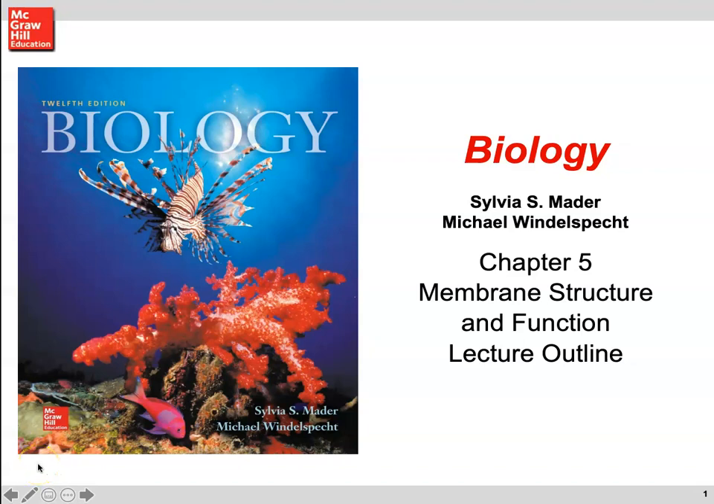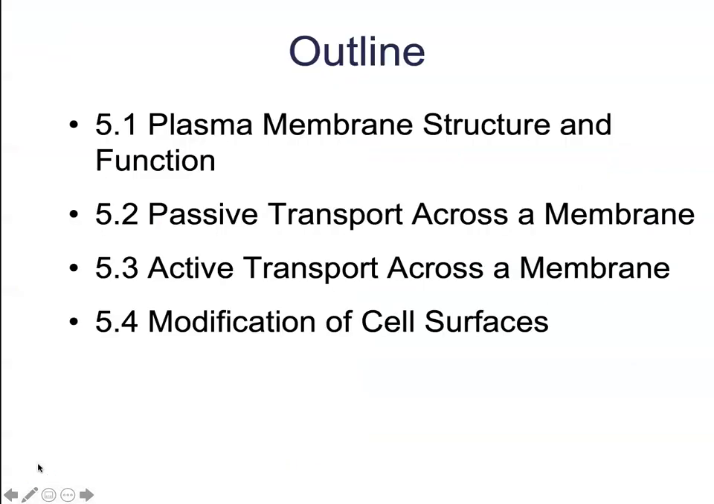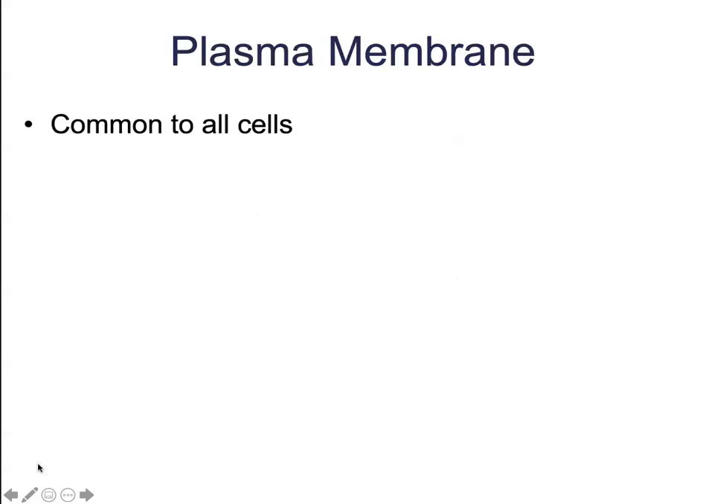All right, in our previous chapter, we talked about cell structure and function. In this chapter, we're going to focus specifically on the membrane because it plays such a vital role in maintaining efficiency across the cell. So we're going to talk about the plasma membrane structure and function, then passive transport across the membrane, followed by active transport across the membrane, and then some modifications to cell surfaces.